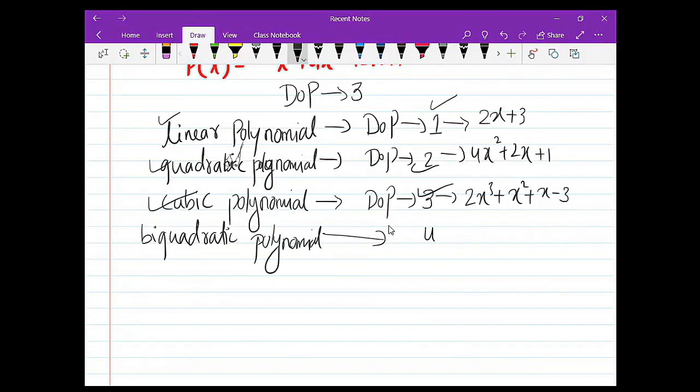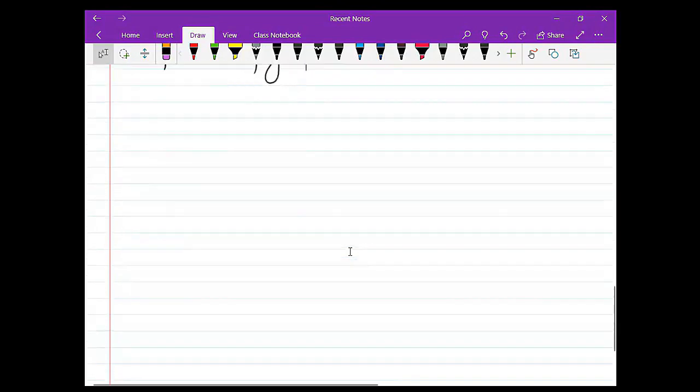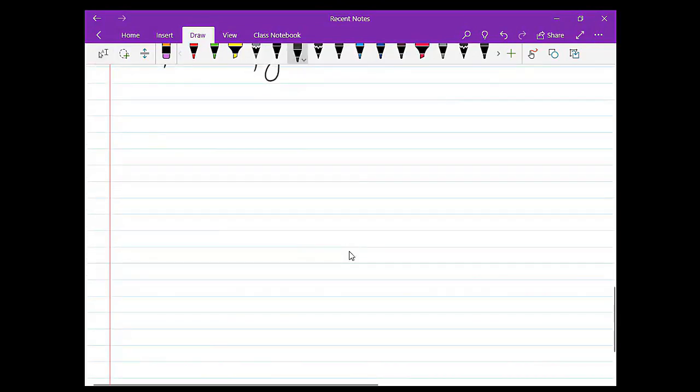Yes. Then come to the solutions of a polynomial, or roots of the polynomial. So here, listen carefully, it is very interesting. Roots of polynomial.